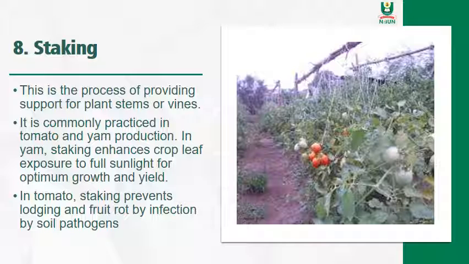The final one we'll be talking about today is staking. This is simply a process of providing support for the plant stems of vines, and is commonly practiced in tomato and yam production. In the yam, staking enhances crop leaf exposure to sunlight. When the leaves are straightened and upright like that, they can capture sunlight, and then they produce bigger roots, bigger tubers under. And in tomato, staking prevents lodging, that is, it prevents the plant from falling, and also prevents the fruits from forming on the floor. When you stake them, you raise the fruits up so that they will not get rotten on the floor. So that is what staking is all about.